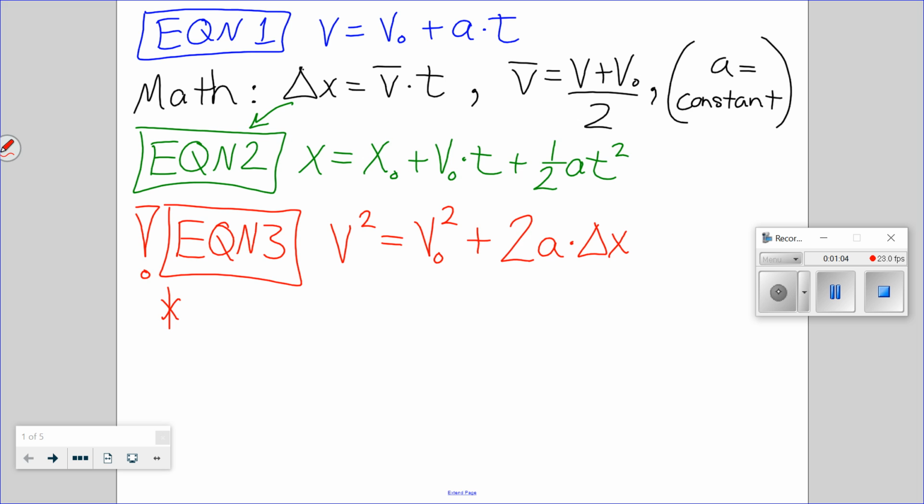Okay, and then we apply the same logic to equation 2. Delta x is x minus x0. Okay, so I need the average velocity. We showed you before how we plugged everything in, and we get equation 2. That actually covers everything but this one that I haven't read, equation 3. That covers everything on the equation sheet.